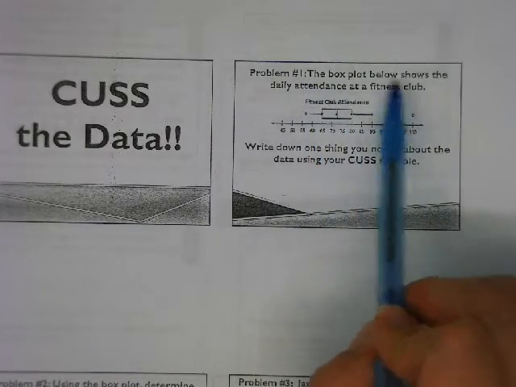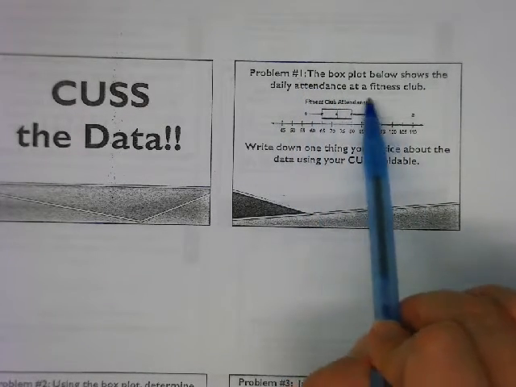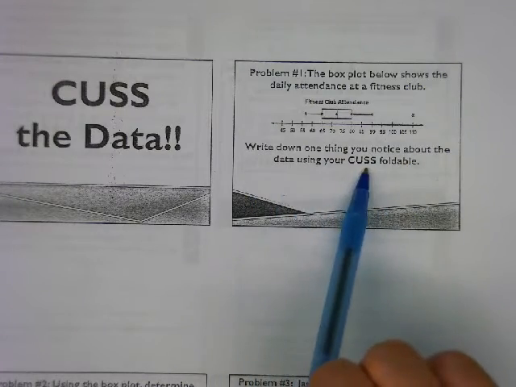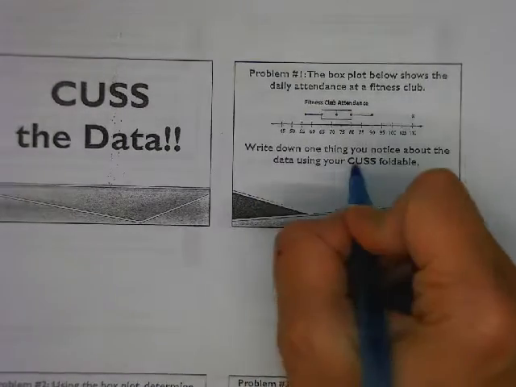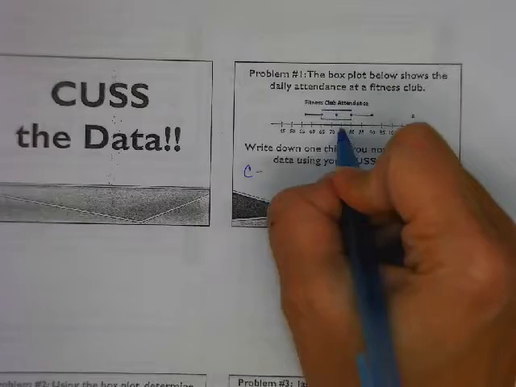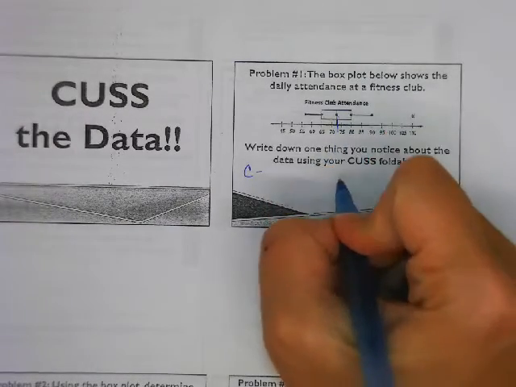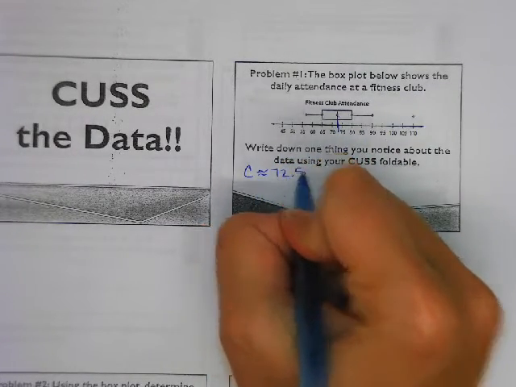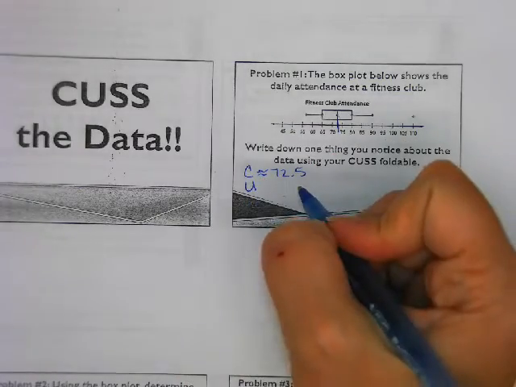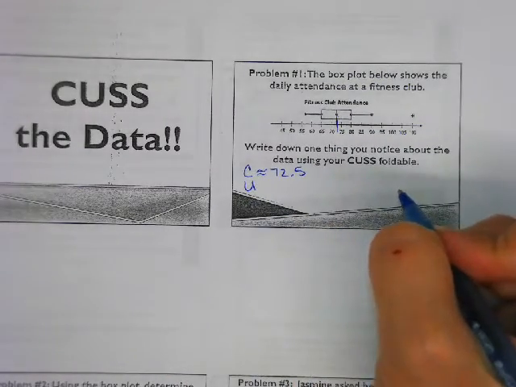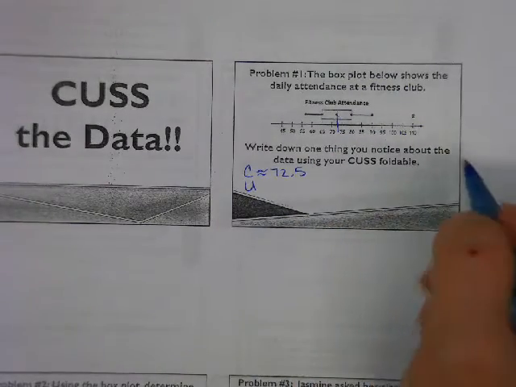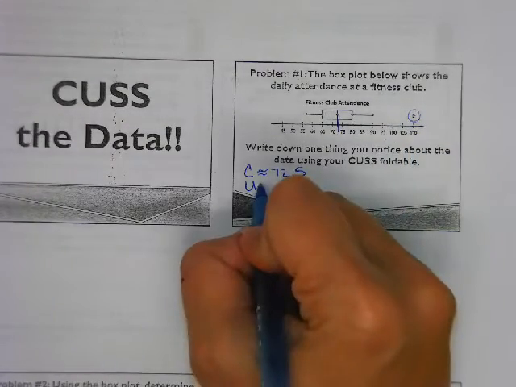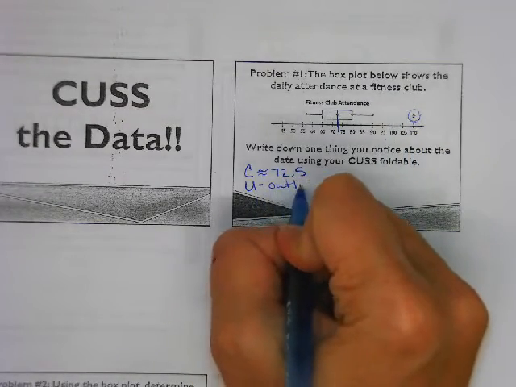The box plot shows the daily attendance at the fitness club. Write one thing that you notice about this. So C is for center. We could say that our center is our median. We can say the center is about 72.5. Something unusual. Look right here. What do we have over here? We have an outlier. So an unusual feature is we have an outlier.